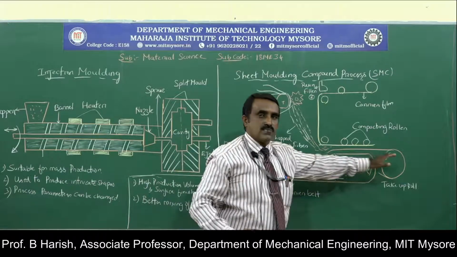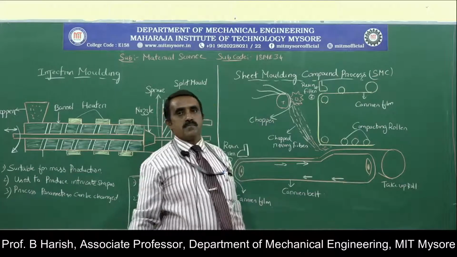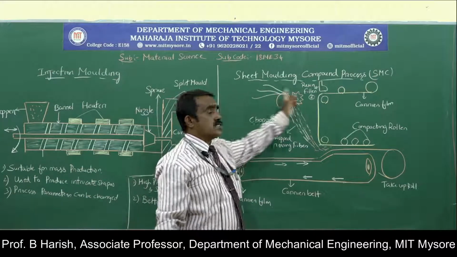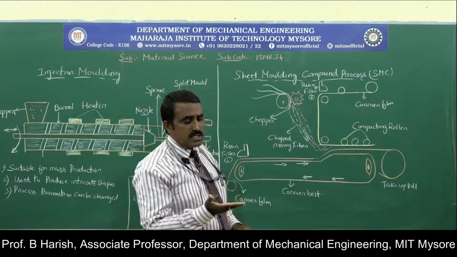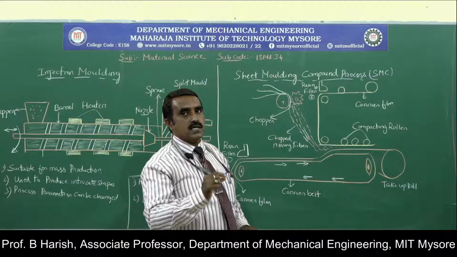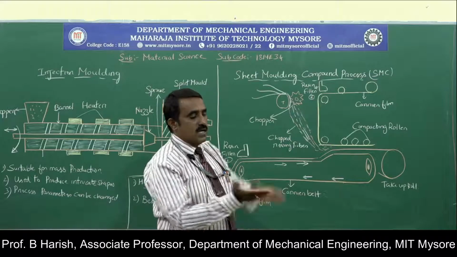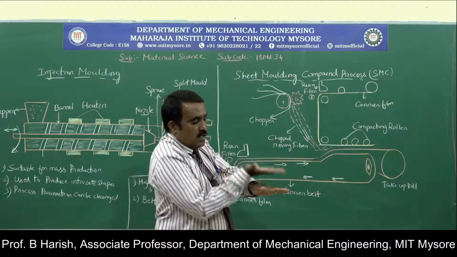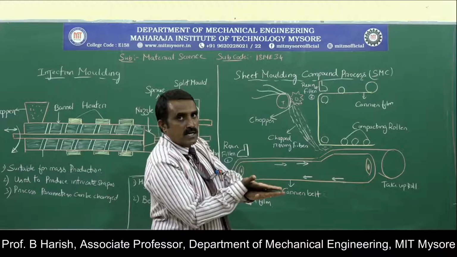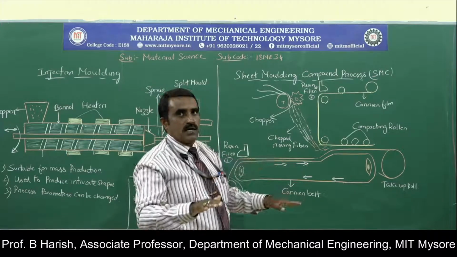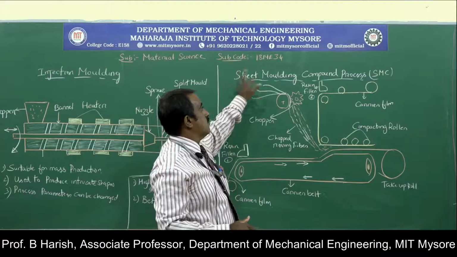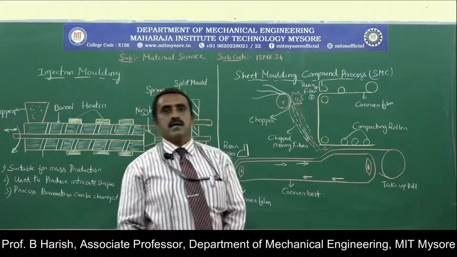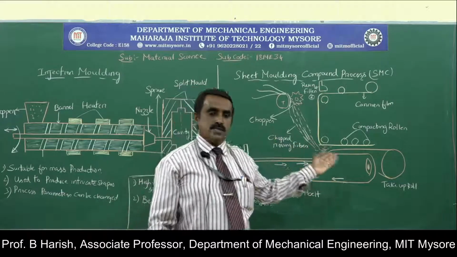In this way, the composite material is manufactured by the sheet molding compound process. It is called sheet molding because here it will be in the shape of thin sheets, having a bottom layer of matrix, in between reinforcement, and once again a top layer of matrix. Hence it is called the sheet molding compound process. This is how composite material is manufactured by this particular process.